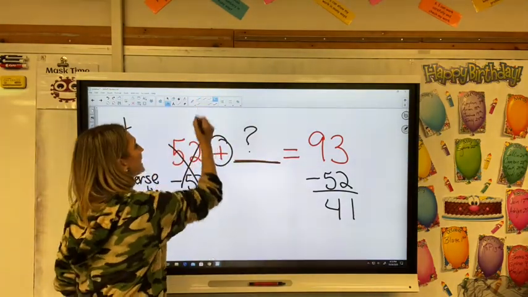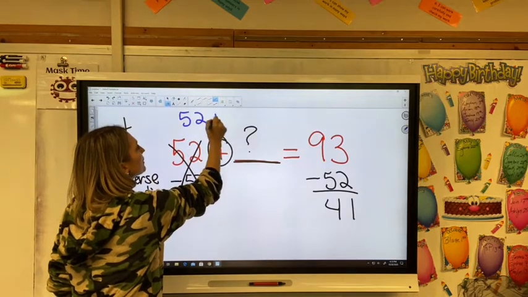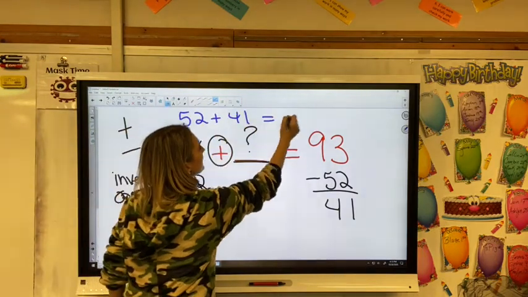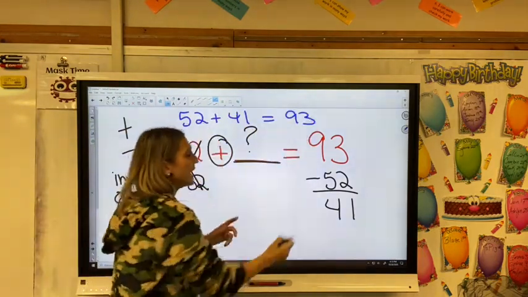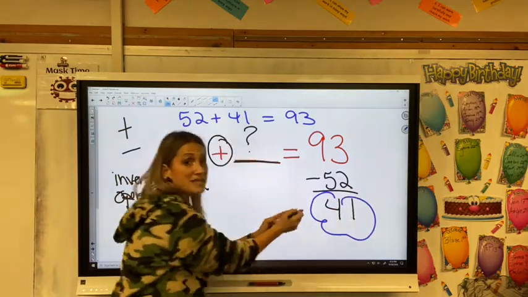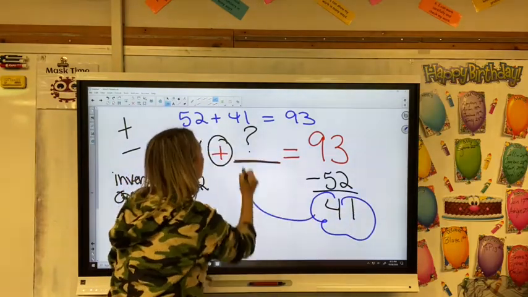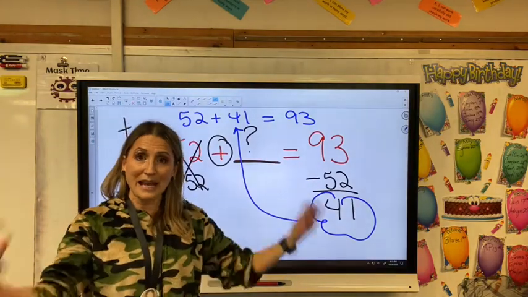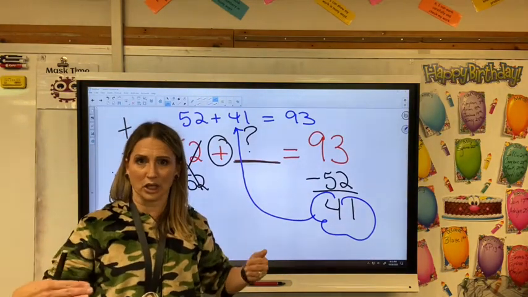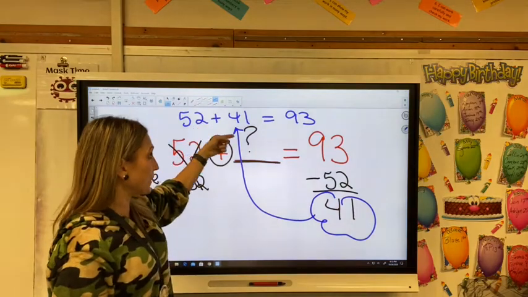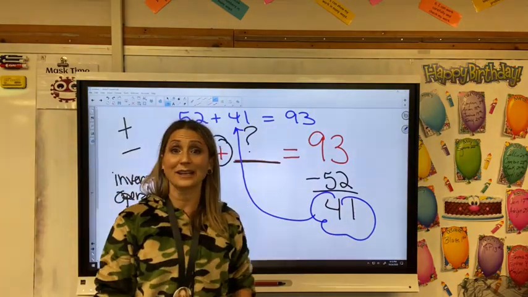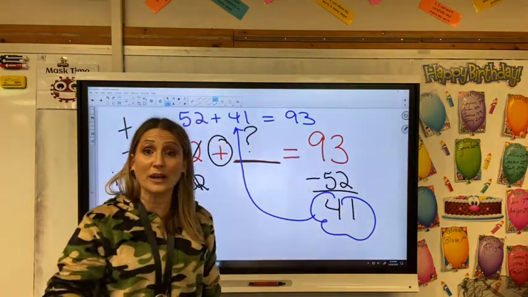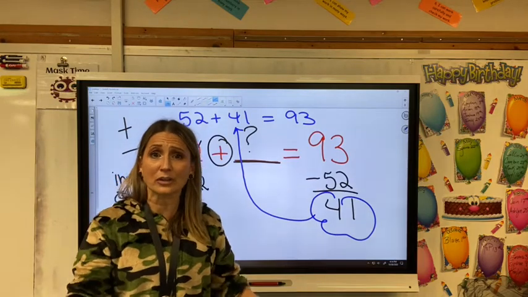Well, let's check. If I have 52 plus 41, does it equal 93? And all I did was take that number that I found, and I put it back into my problem where my blank was. And that allows me to check my work. So then I go 52 plus 41. Yep, it's 93. Now you started doing that again in second or third grade.